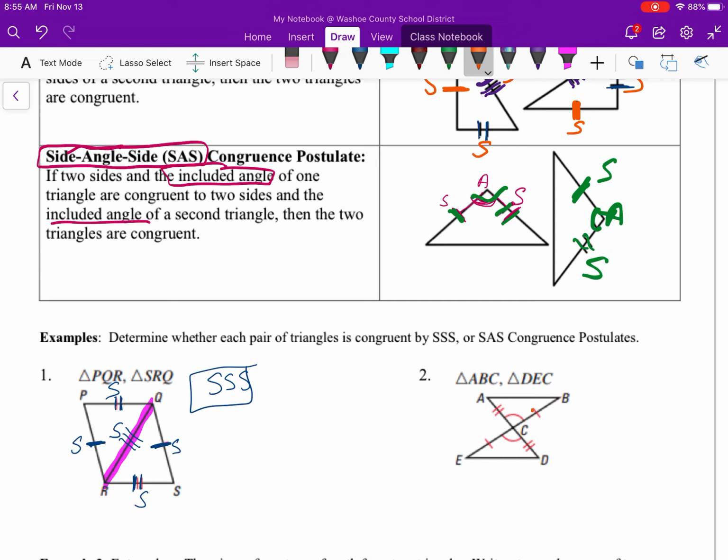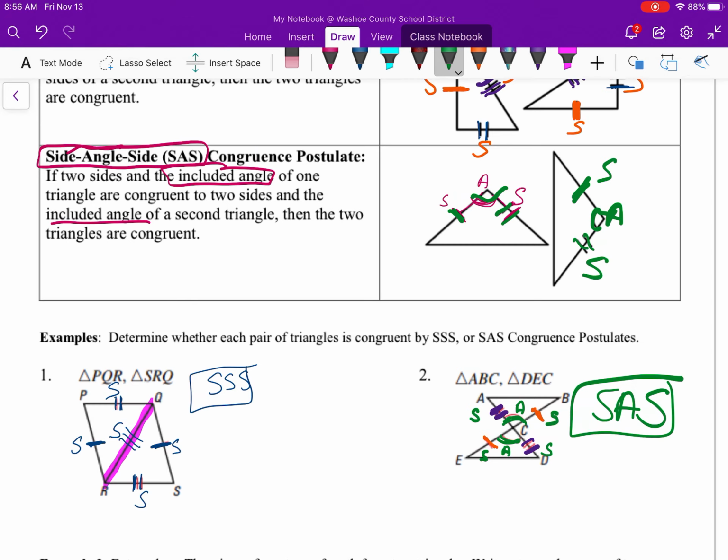The picture on the right, we have a side that corresponds to this one. We have another side over here that corresponds to that one. But between those two sides, I have an angle, and these are vertical angles. They're across from each other, so they're congruent. Therefore, here I have a side, and then I have an angle, and then I have another side. A side, an angle, and another side. That's why it's the side-angle-side congruence postulate.